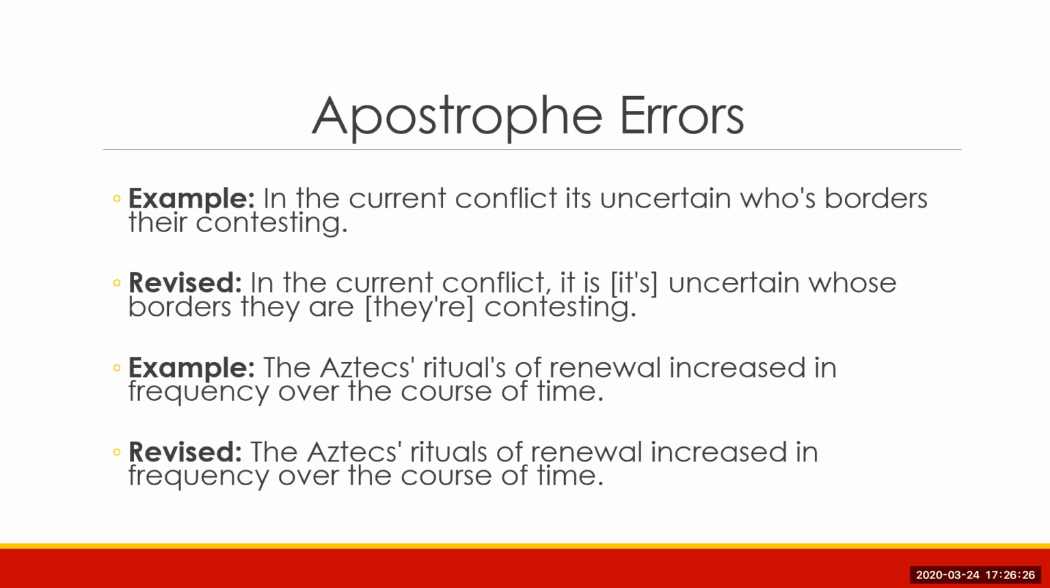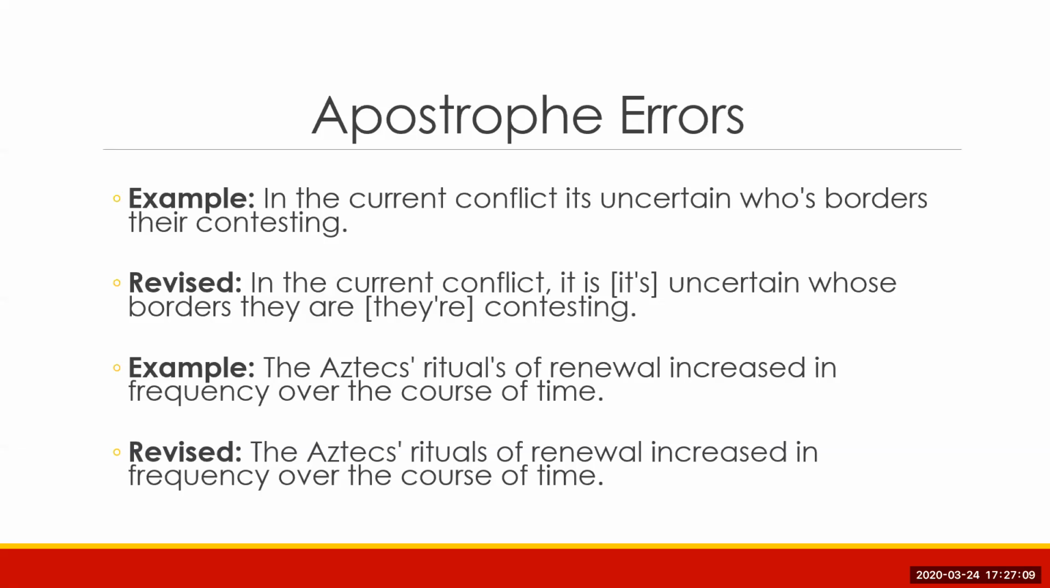So for the Aztecs' rituals, one error this person made here is that they put an apostrophe S on rituals. This does not need to show possession. You're not showing possession of renewal increased. You're just talking about the plural of rituals. So it should be plural rituals, not possessive rituals. That's why it's the Aztecs', possessive, rituals, non-possessive, of renewal increased in frequency over the course of time. So just remember, you never use apostrophe S to show plural.